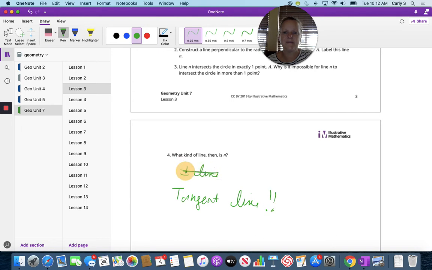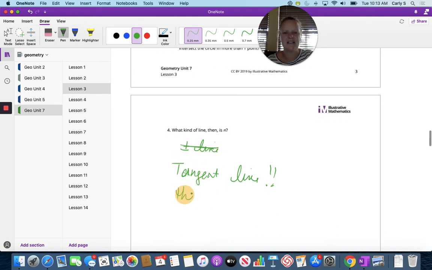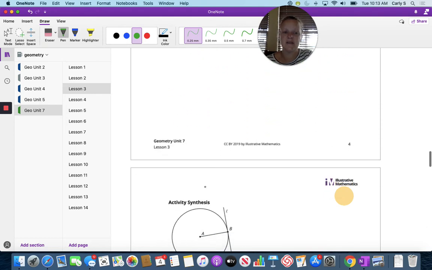Point A. Okay, that's what we're getting at. It's a tangent line that is also perpendicular to the radius. Okay, so any tangent line on the circle is going to be perpendicular to any radii on the circle. All right, that's your takeaway from this lesson.